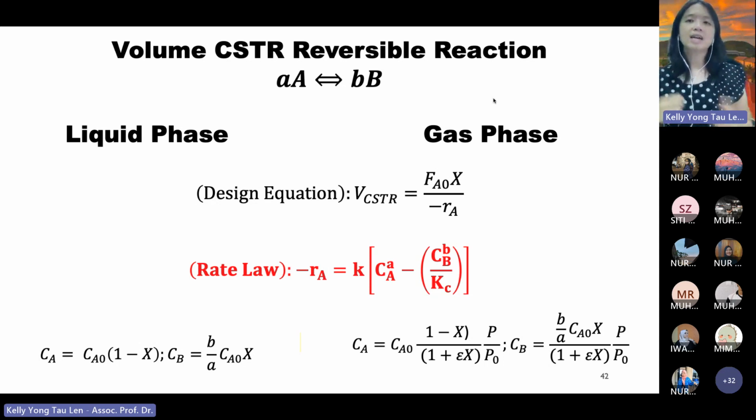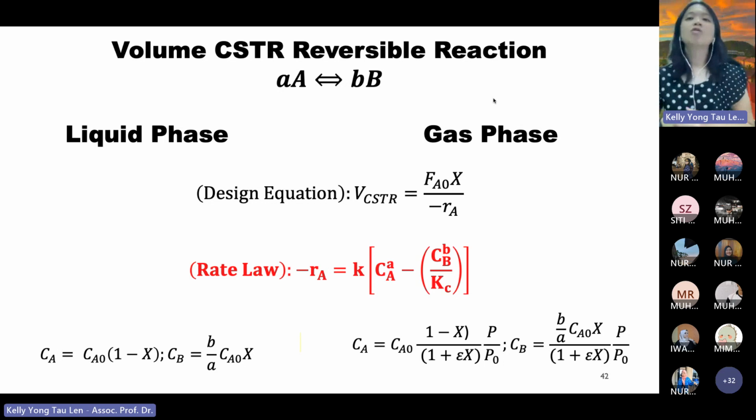So we will never design reactors based on the concentration when they have already achieved equilibrium. Because once equilibrium is achieved, minus rA is zero, and there is no reactor design anymore, no volume in fact, in the calculation, since minus rA is zero.